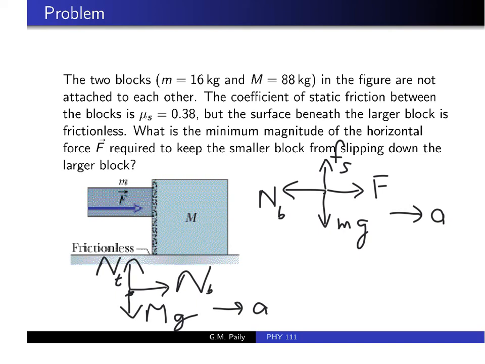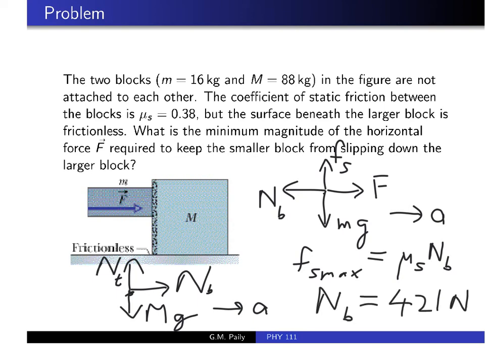Using Fs max equals μs times NB, since that is the normal force for the surfaces in contact, we have Fs max, which is 160 newtons, equals 0.38 times NB. Solving, we get NB will be 160 newtons divided by 0.38, which gives us 421 newtons. So now we know that both these NB's have a magnitude of 421 newtons.